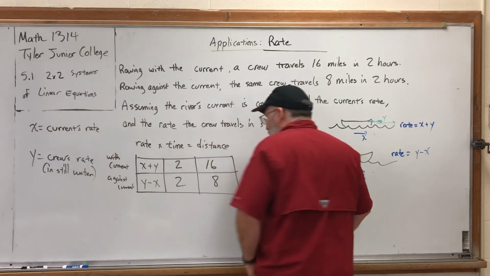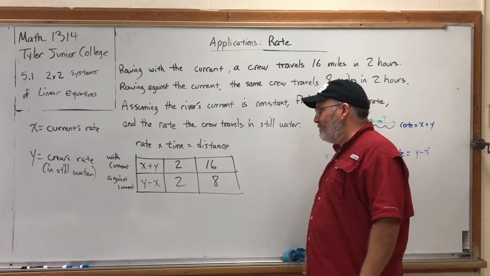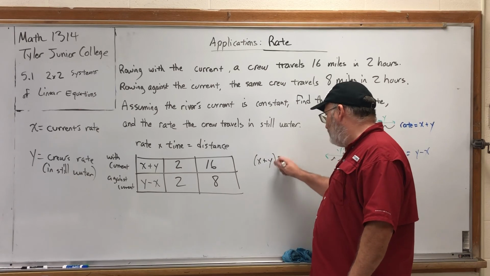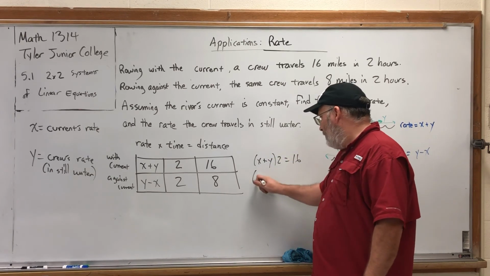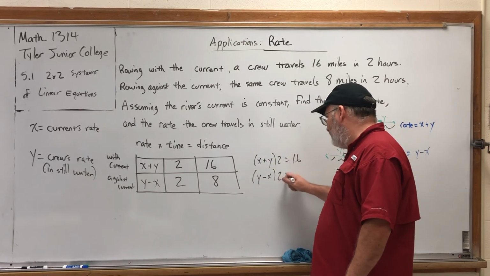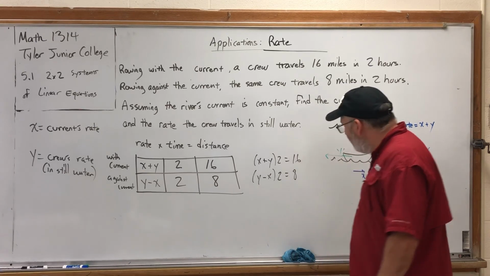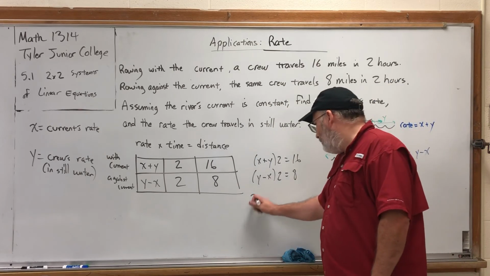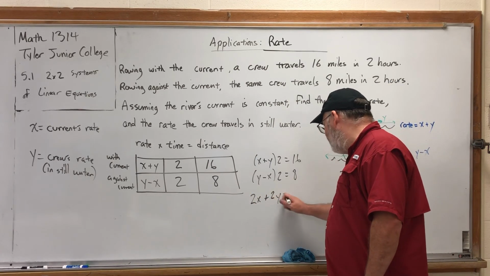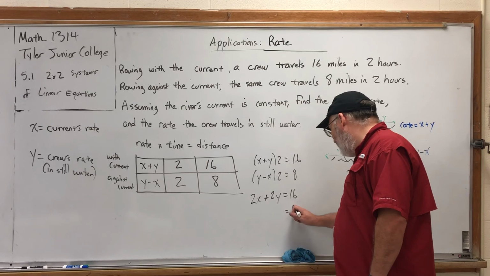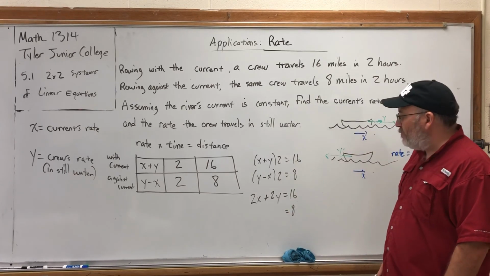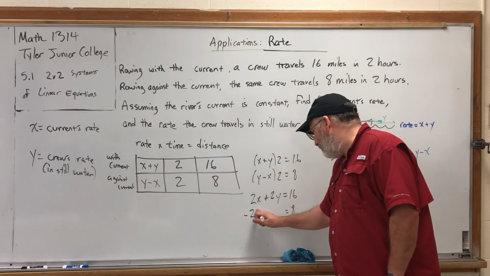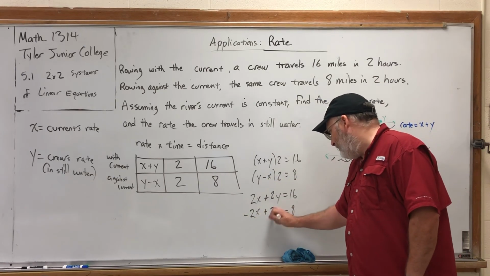then we can set up 2 equations by using the equation rate times time equals distance. So x plus y times 2 is equal to 16. Y minus x times 2 is equal to 8. It's a system of equations now. Let's distribute. 2x plus 2y equals 16. Second one's equal to 8, and I'm going to distribute the 2, but to line up like terms, I'm going to put the negative 2x first, and then the positive 2y second.